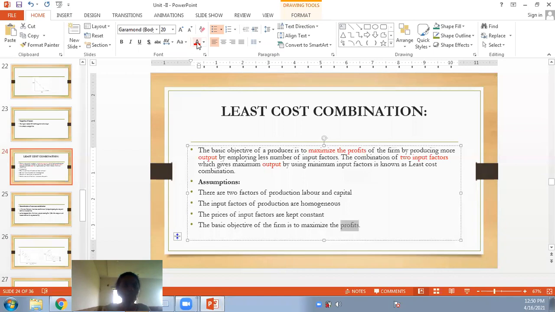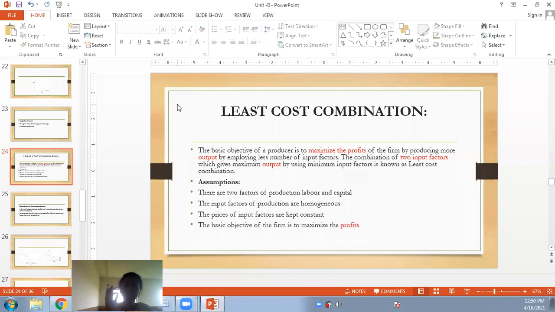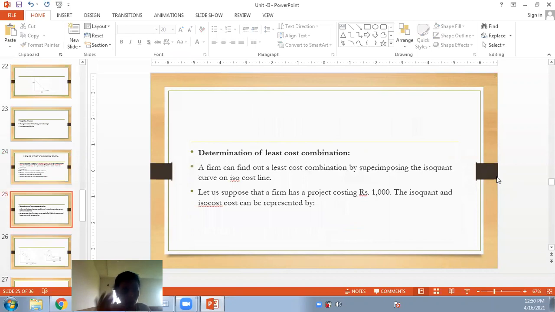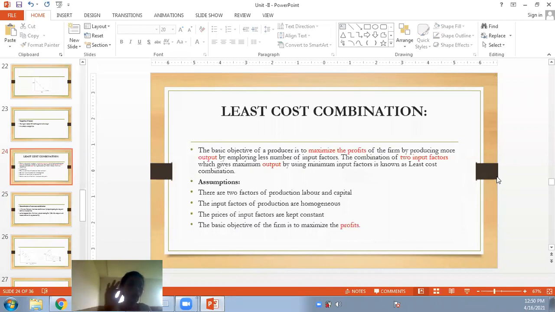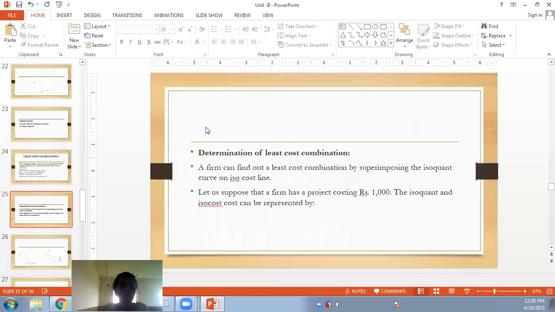When the objective of a firm is maximization of profit, then only we will calculate or determine this least cost combination. So what is a least cost combination? Now, how can we find that? A least cost combination is one where two input factors will produce the same quantity without increasing expenses.